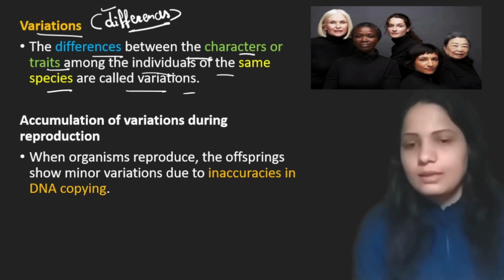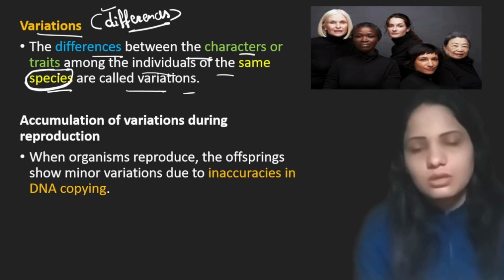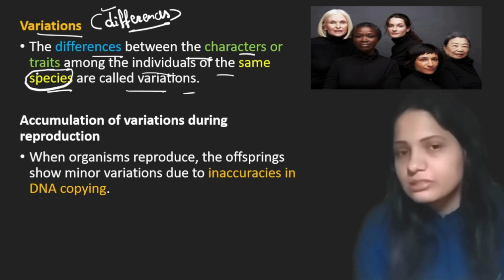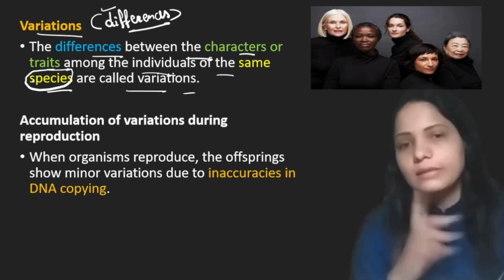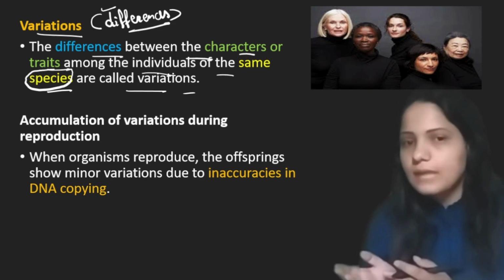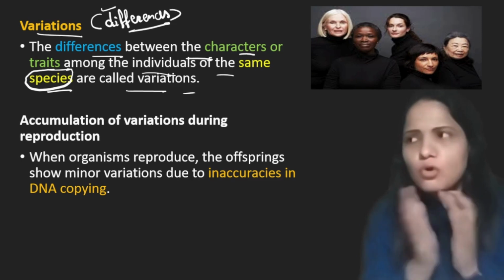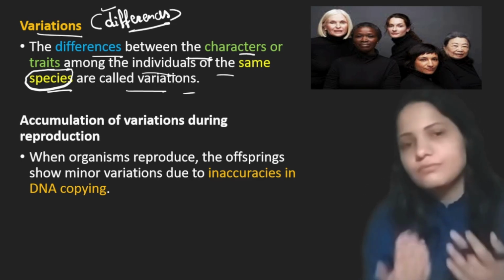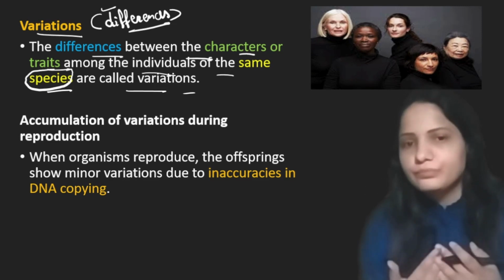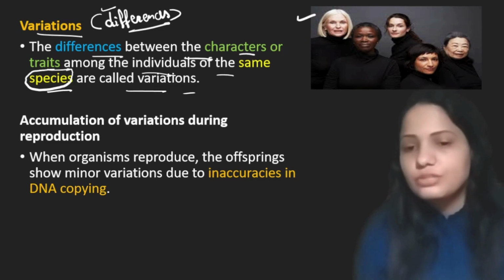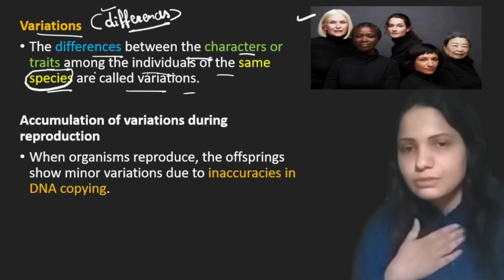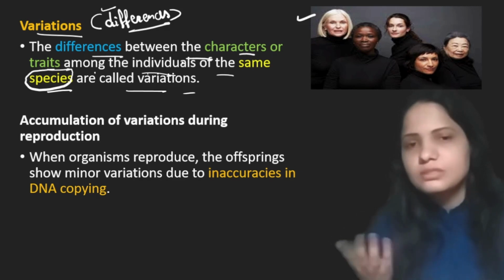Now, here we have one term, species. Everyone knows what a species is, like human. We humans are a type of species, dogs are another type of species, cats are another type of species. So we have so many species. Let's consider for now the species of human. There is a difference between the characters or traits among the individuals of the same species. We are a species, human. Now all humans are not the same.